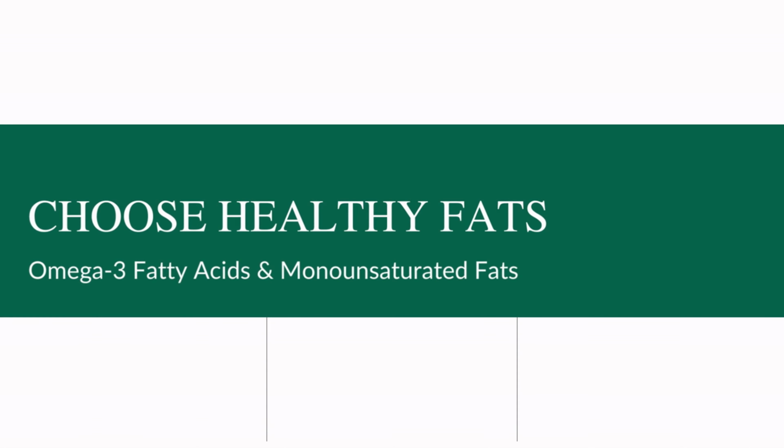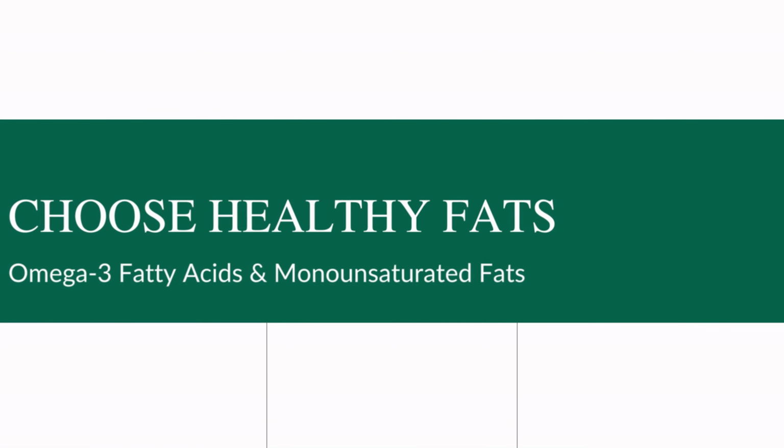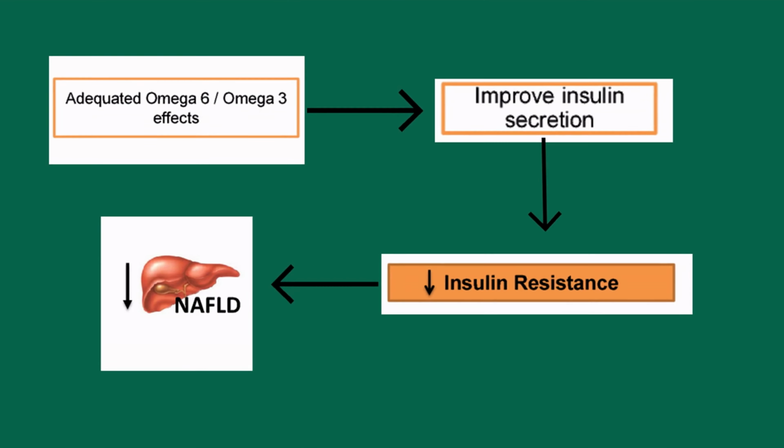Fourth is to choose the right kind of fats. Now, the fats that we're looking for should include omega-3 fatty acids, or they should be monounsaturated fats. These fats usually make our body use the insulin better, which means that the cells of our body would use the glucose and not make the liver store it as fat.